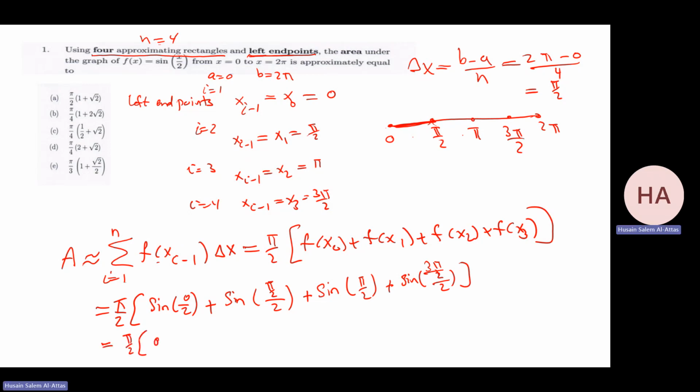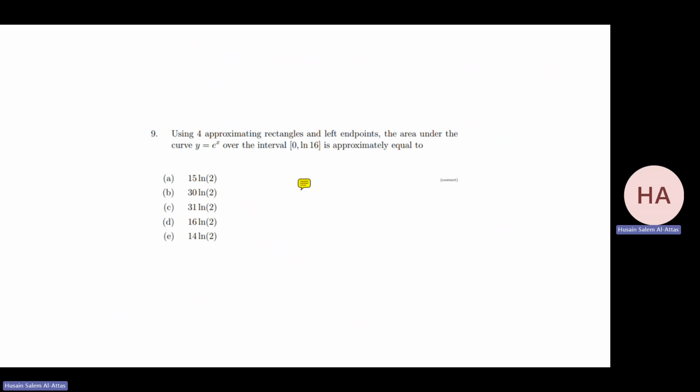This is sine 0, which is 0. This is sine pi over 4, that would be square root 2 over 2. Sine pi over 2 is 1. Sine 3 pi over 4, second quadrant, is still square root 2 over 2. So I have pi over 2 times 1, this plus this gives plus the square root of 2, which is this one. That's the answer. I'm going slowly, just to be sure we get the idea.